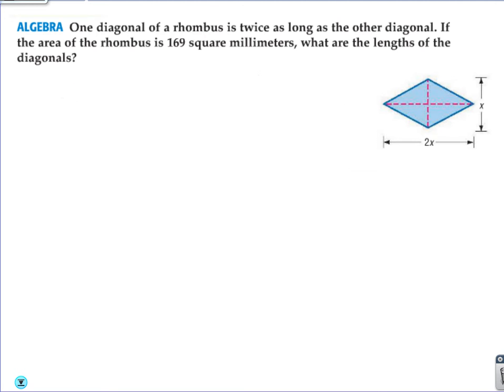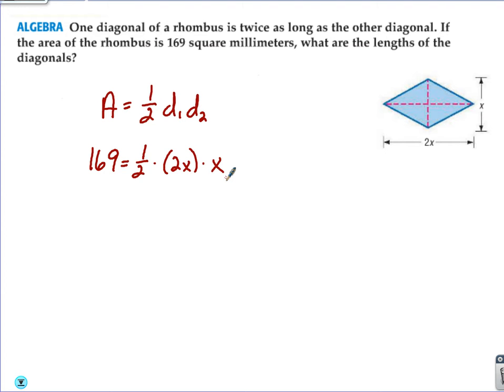That's enough of those. Let's try this. One diagonal of a rhombus is twice as long as the other diagonal, which gives you an x and a 2x. Twice as long. If the area of the rhombus is 169, okay, here we go. Area is equal to 1/2 D1 D2. The area is 169 equals 1/2 times D1 times D2. Everybody see how I just plugged in everything I knew? It doesn't matter which one's the first and which one's the second diagonal. You have two options here, folks.